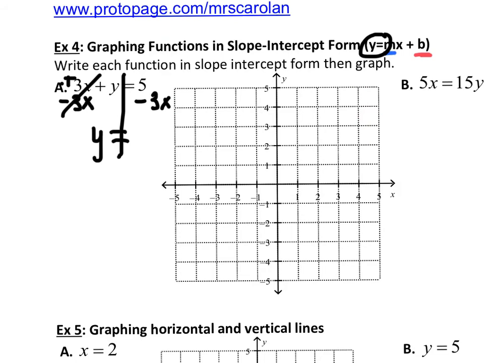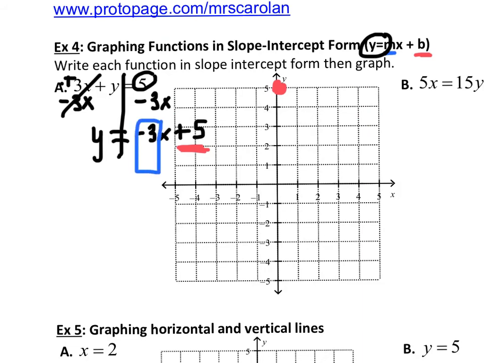In order to make it look exactly like slope-intercept form, we should put the negative 3x first, and then that 5 is positive, so we'll put plus 5 after it. Now we can graph it. First, we'll go to the y-intercept, which is positive 5, put a dot. Then we look at the slope. It's the number in front of the x, so it's right here.